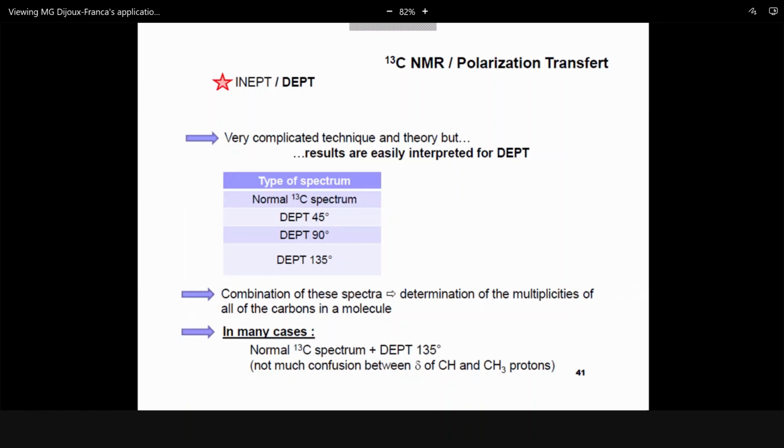But there are some experiments where we want to keep the coupling, but we have a way to print the spectrum so we can interpret it anyway. These experiments are called DEPT. And depending on the experiment, we have many different kinds of experiments, and we will see what kind of result we have for each of them.